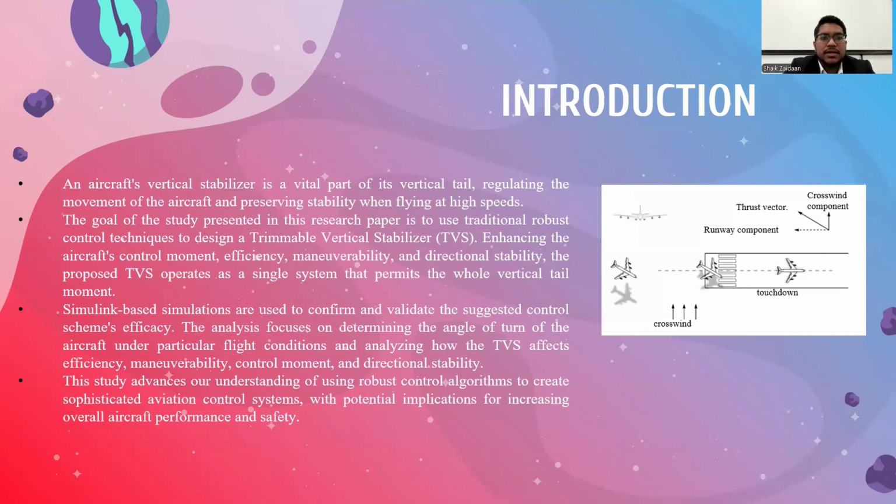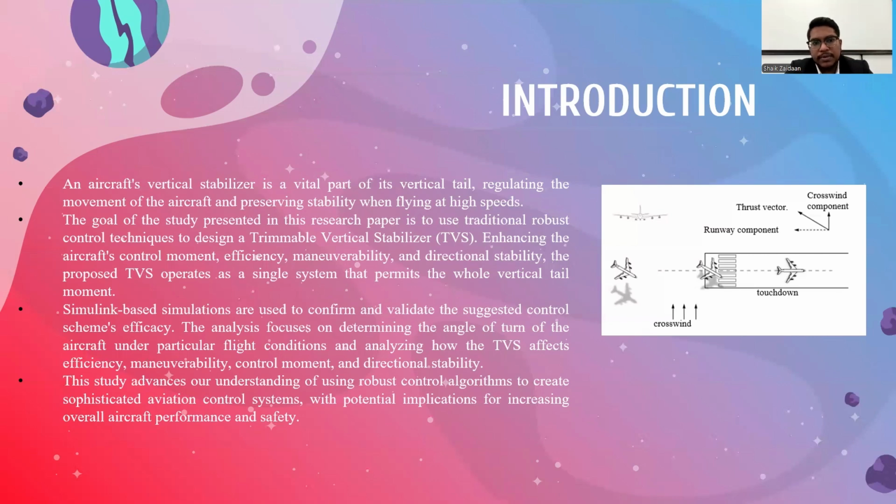An aircraft vertical stabilizer, which we all know is a vital part of the vertical tail, is useful during high wind and landing, regulating the movement of the aircraft and preserving stability when flying at high speeds. The goal of our paper is to use a traditional robust control technique to design a trimmable vertical stabilizer, enhancing the aircraft control moment, efficiency, maneuverability, and directional stability. The TVS operates as a single system that permits whole vertical tail movement.